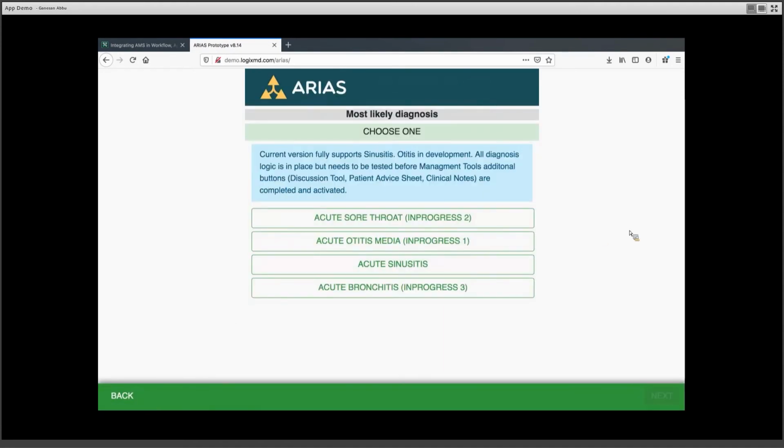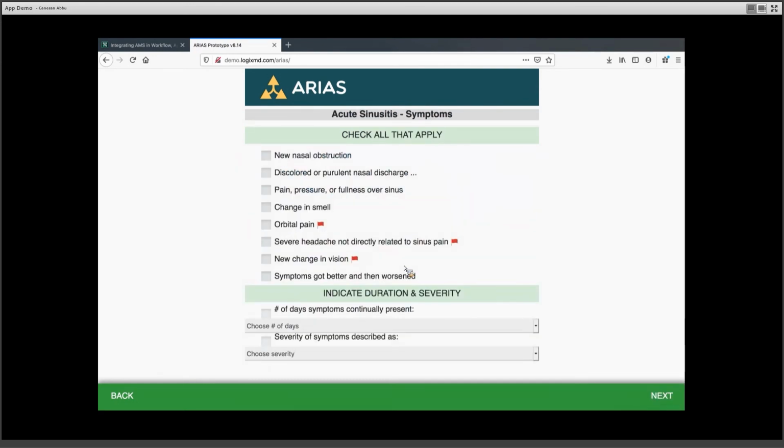We enter the app, and the first screen we see concerns a list of acute respiratory illnesses. Each of these is created on evidence-based Canadian guidelines. At this time, only the acute sinusitis piece is completed. So I'm going to show you a flow through acute sinusitis.